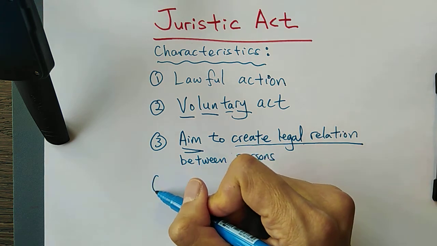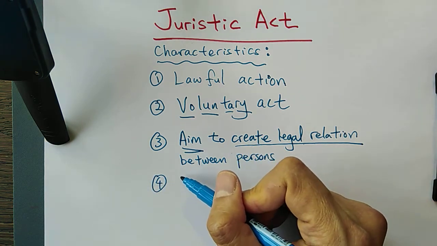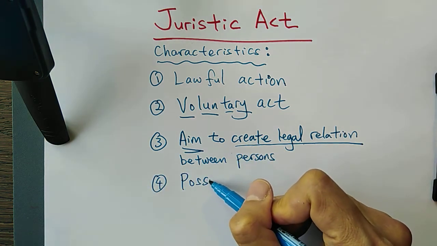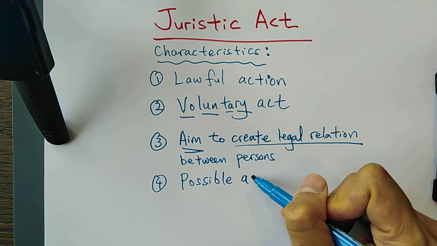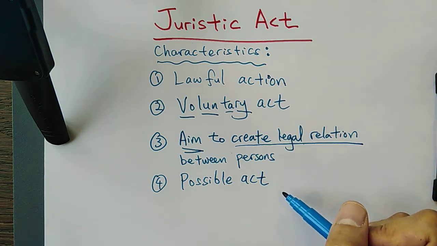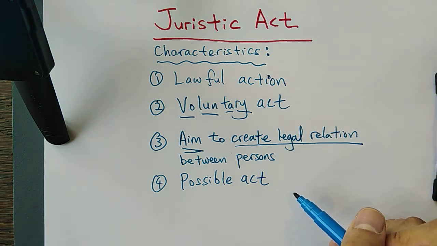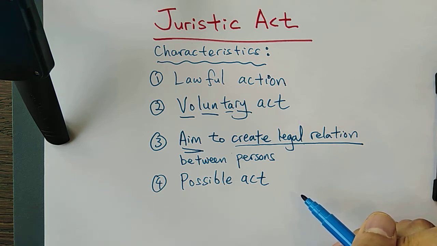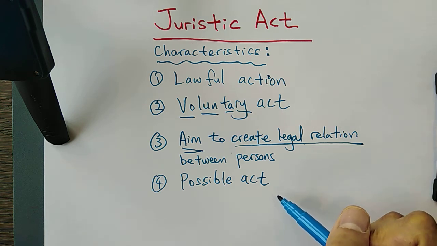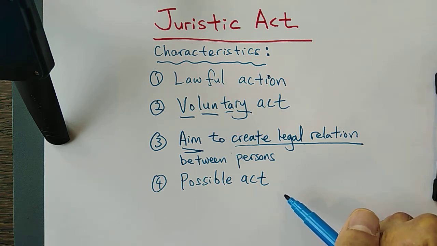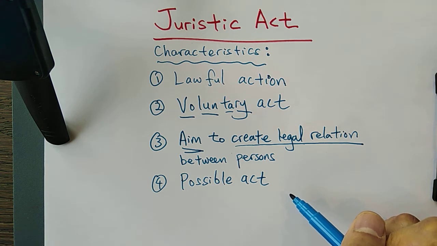Alright, and the last one, it seems very common sense. It must be a possible act, of course. It cannot be an impossible act. Alright, you cannot sign a contract with someone to say, I agree to kill a dragon for you. Right, it's impossible to find a dragon, or I agree to bring the moon down for you. Alright, it has to be a possible act. Okay.